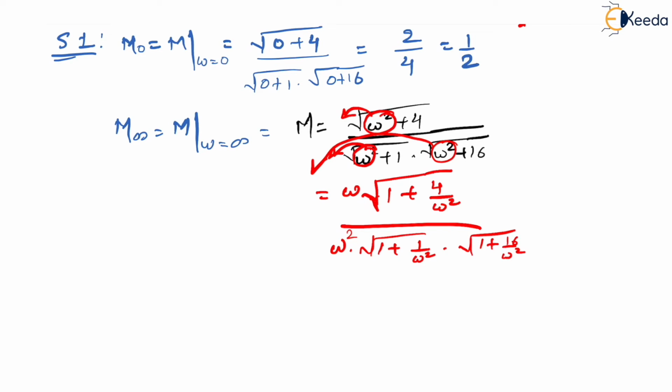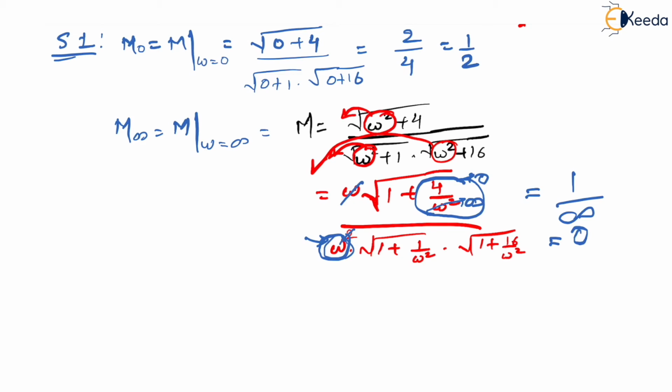If I replace omega by infinity, first of all this omega and this one omega will go, only one omega will be left. If I replace omega by infinity, this becomes infinity, and anything divided by infinity is nothing but 0. So on the top you get 1, divided by infinity in the denominator, which is 1 by infinity, which is equal to 0. So your m infinity is nothing but 0.